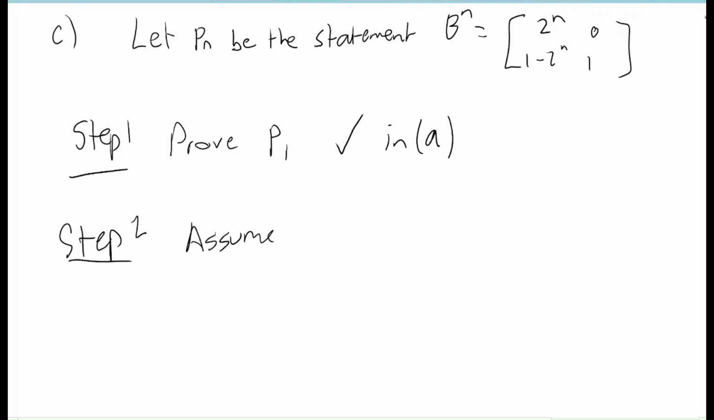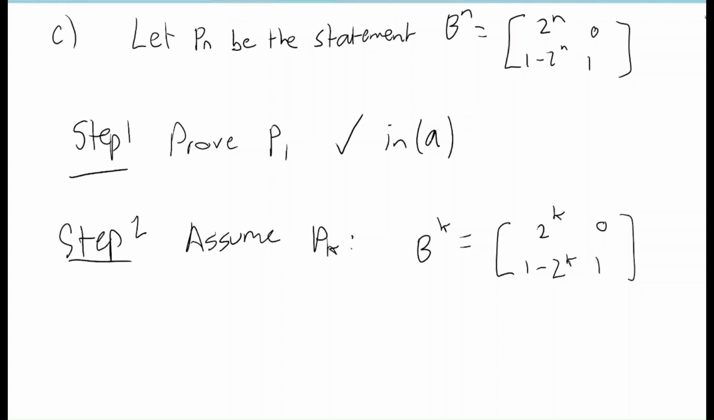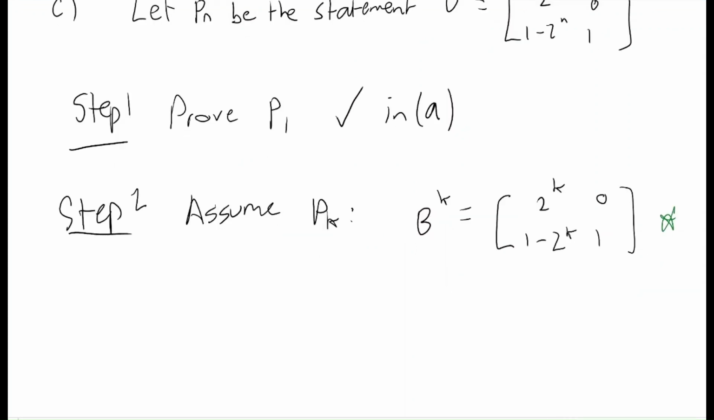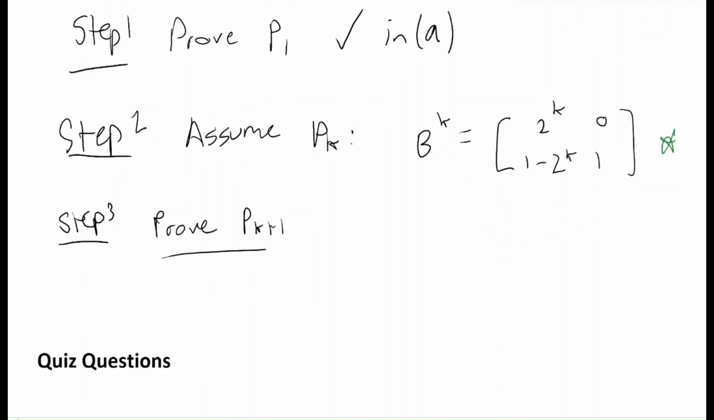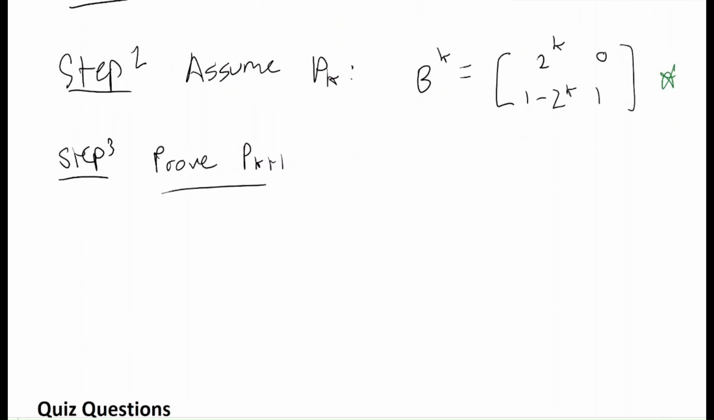Step 2, assume P(k). So assume that B to the k is [2 to the k, 0; 1 take 2 to the k, 1]. And again, that's just rewriting what our n thing was, but with k. So we're going to label that as star. Step 3. Prove P(k+1). So what we want to show, we're going to write that down, want to show that B to the k+1 is [2 to the k+1, 0; 1 take 2 to the k+1, 1]. That's what we want to show.